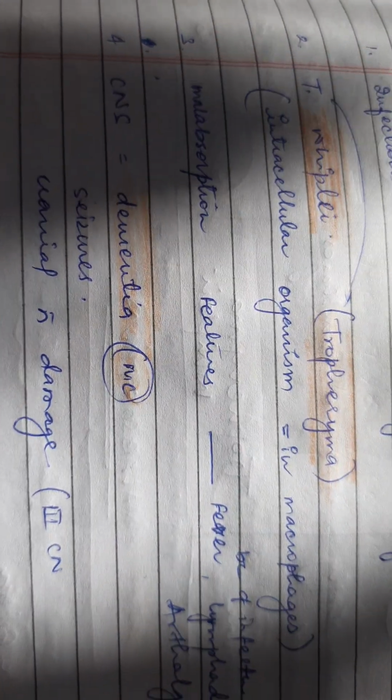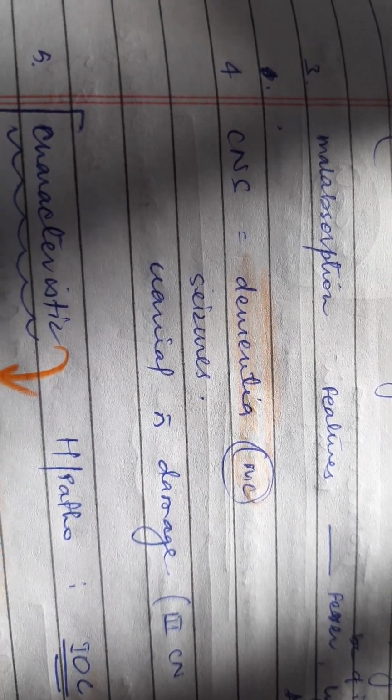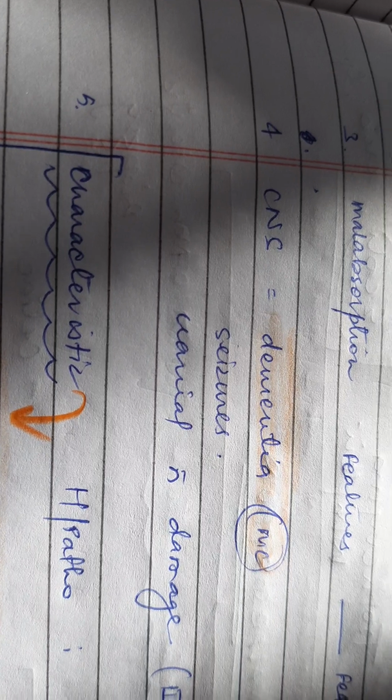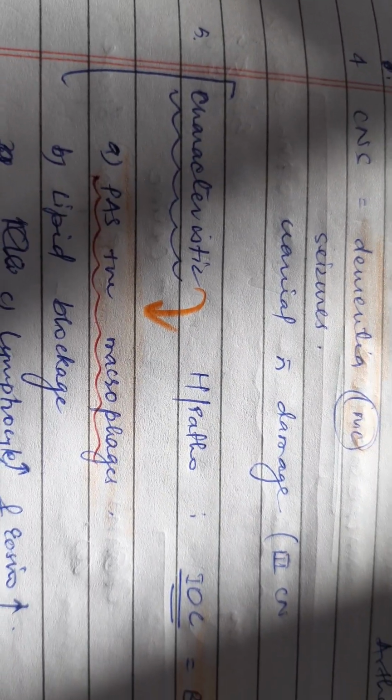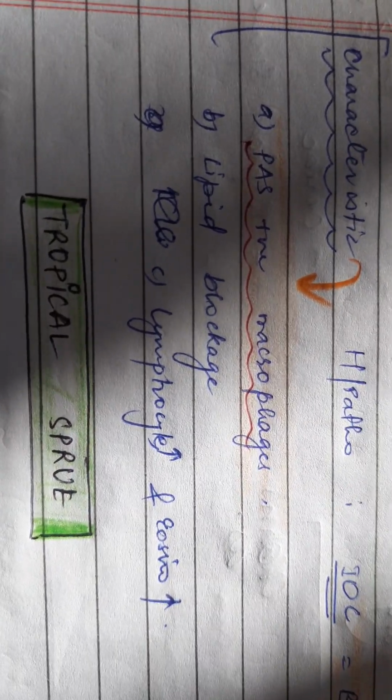Malabsorption features are present, because it is systemic, with features like fever. Because of infection, fever, lymphadenopathy, and arthralgia are also present. Then in the CNS, dementia is most common. Then seizures, cranial nerve damage, cranial nerve 3. Then the characteristic, yes, this is the main point to remember.